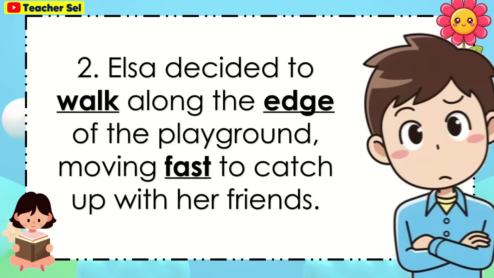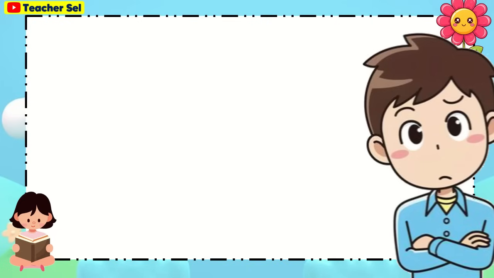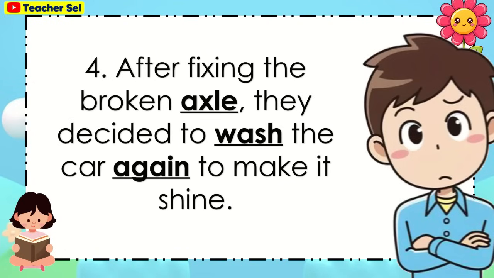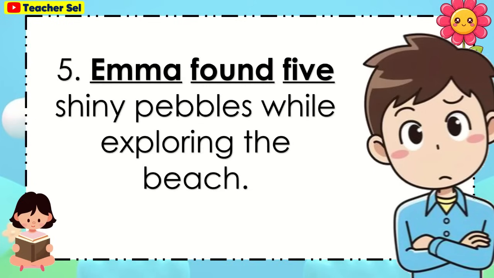Elsa decided to walk along the edge of the playground, moving fast to catch up with her friends. Mike walked into the classroom to give her teacher the 8 books she borrowed from the library. After fixing the broken axle, they decided to wash the car again to make it shine. Emma found 5 shiny pebbles while exploring the beach.